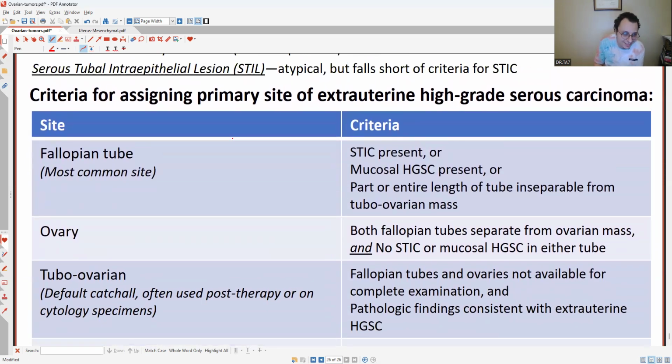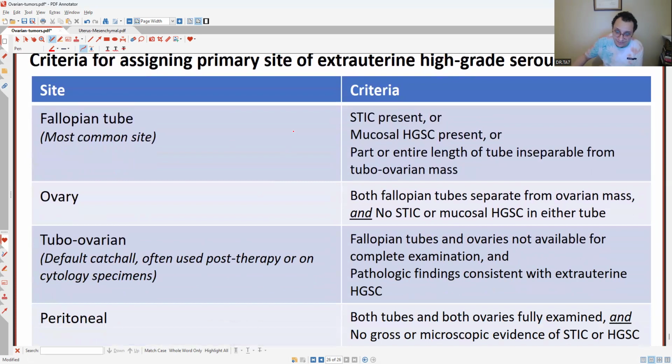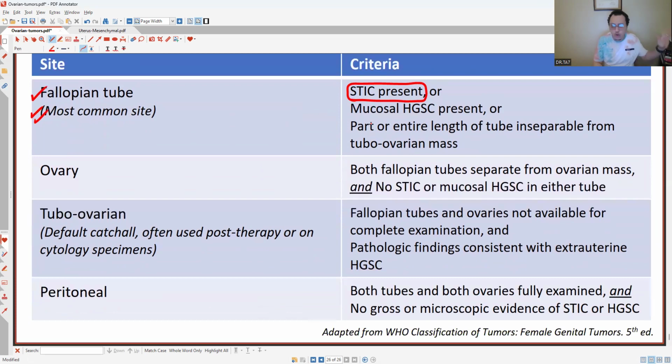Here it is saying criteria for assigning primary site of extrauterine high-grade serous carcinoma. See, the tube is always the most common site, you need to memorize that, especially when you see STIC. When you see STIC, it's the tube, no debate, no doubt.